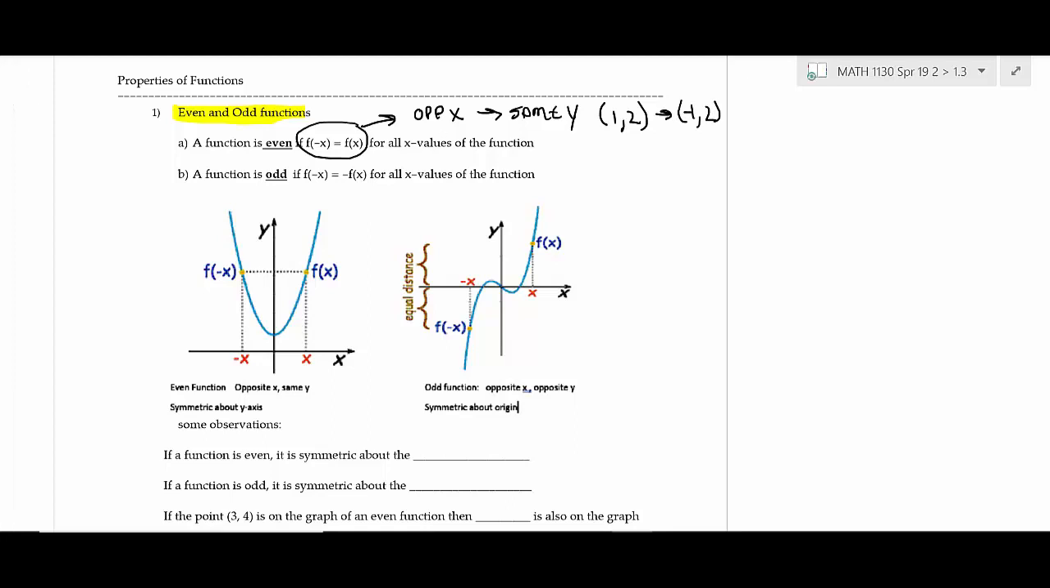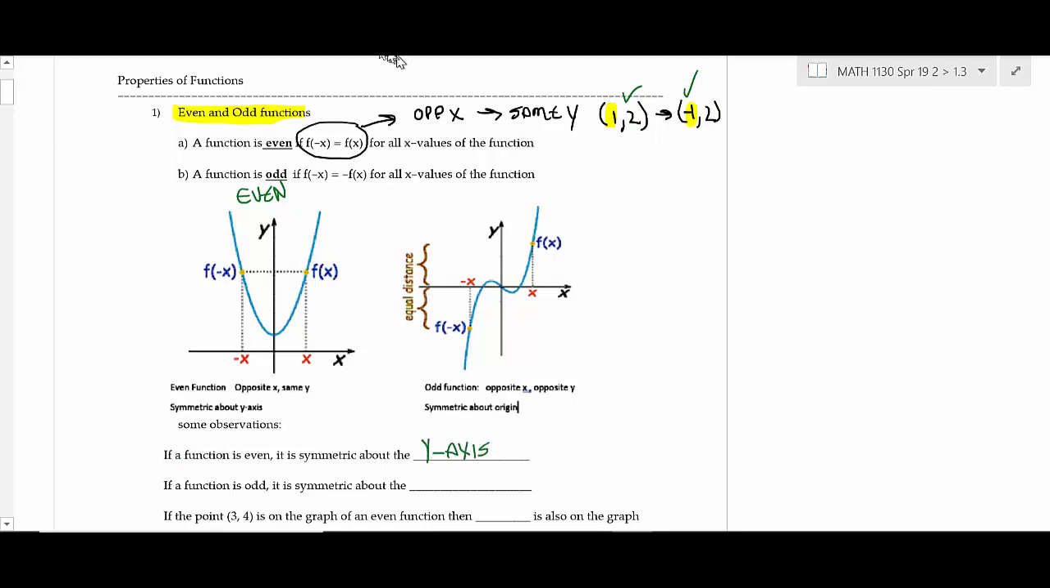So what it means is if you have an opposite x, then you have the same y, right? So an even function is going to look like this example right here. How is this one symmetric, just by looking at it? This is symmetric about y, isn't it? Okay, so even functions are going to be symmetric about y. So down at the bottom, if it's even, then it's symmetric about the y-axis.